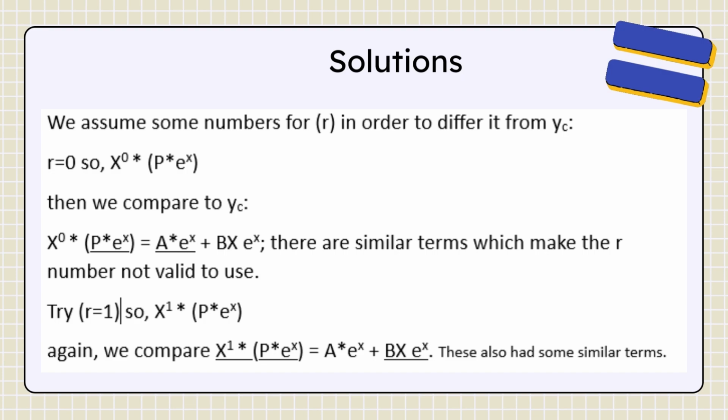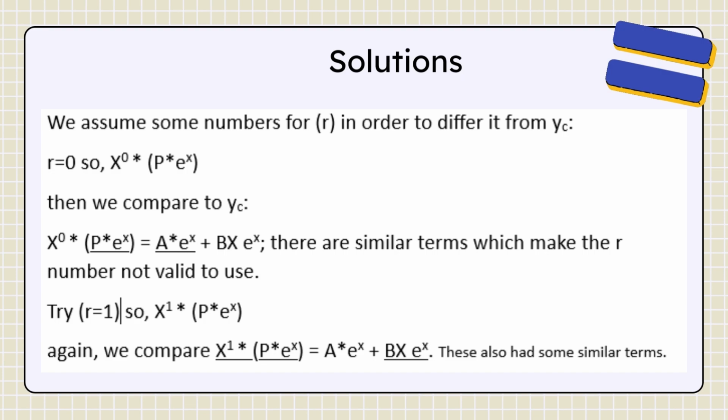As we saw before, the equation is x to the power of r times p times e to the alpha x. Here we assume the r of the x in this step. We first assume that r is equal to 0, so it's x to the power of 0, which is equal to 1, times p, which is a constant, times e to the power of x. As we compare it to the complementary function, we find that p times e to the power of x is equal to one part of the complementary function, so it's not valid to use in the next step. So we assume another number for r, which is 1.